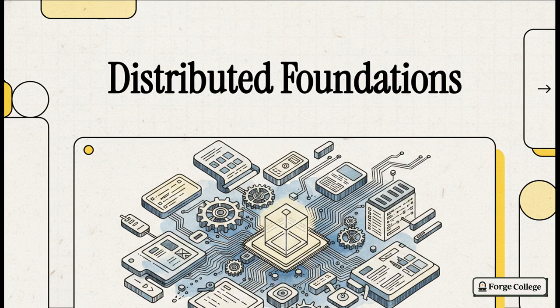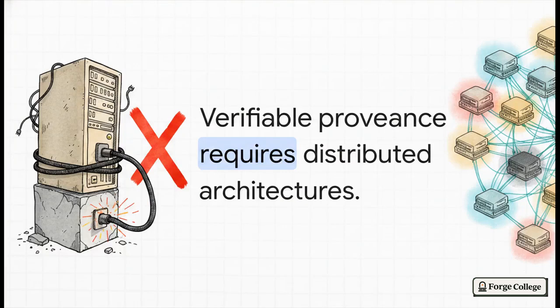So as we continue our journey through blockchain fundamentals, and specifically the Introduction to Blockchain Technology course, we are shifting gears a bit. In today's explainer, we're taking everything you just internalized about provenance and moving it from the abstract into the mechanical. We are exploring the foundations of distributed systems together. Because let's be real for a second. Verifiable provenance absolutely requires distributed architectures.